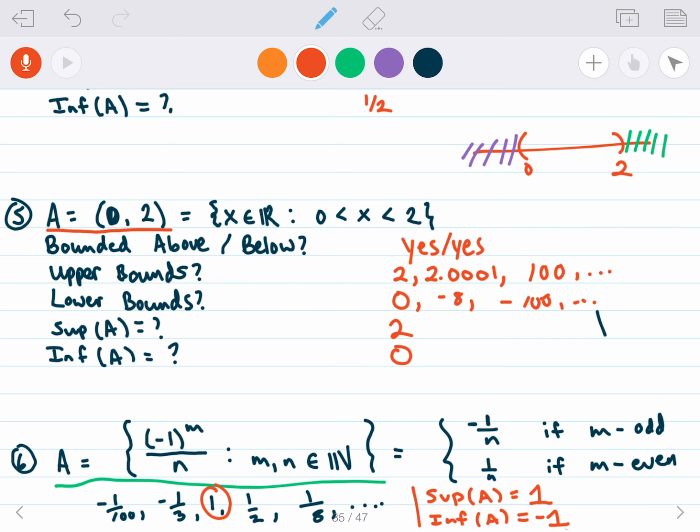And you should convince yourself of this just by listing out elements in the set to prove to yourself that there's not going to be a smaller upper bound than 1, and there's not going to be a bigger lower bound than -1. Okay?